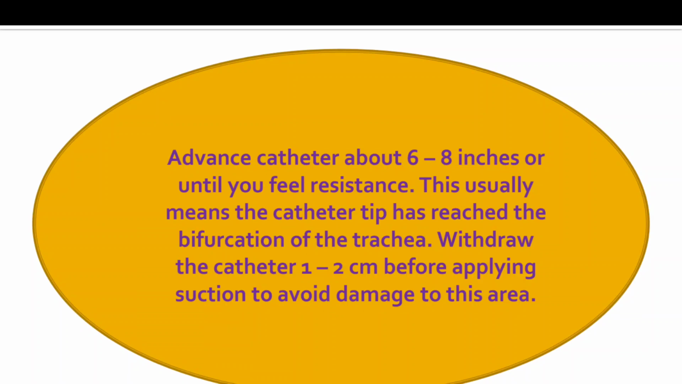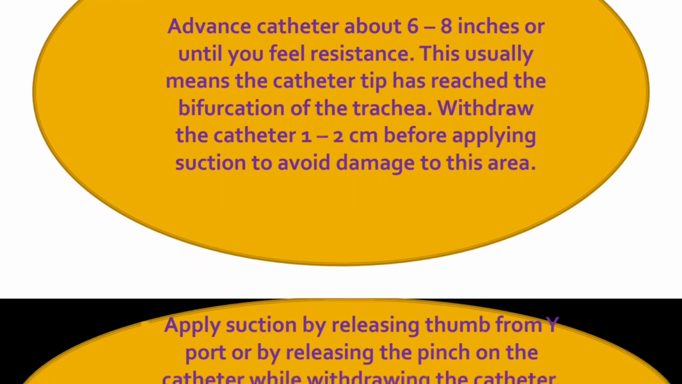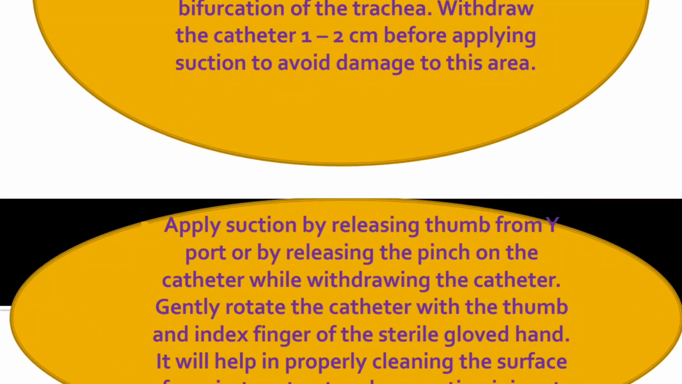Advance the catheter about 6 to 8 inches or until you feel resistance. This usually means the catheter tip has reached the bifurcation of the trachea. Withdraw the catheter 1 to 2 cm before applying suction to avoid damage to this area. Apply suction by releasing the thumb from the Y port or by releasing the pinch on the catheter.